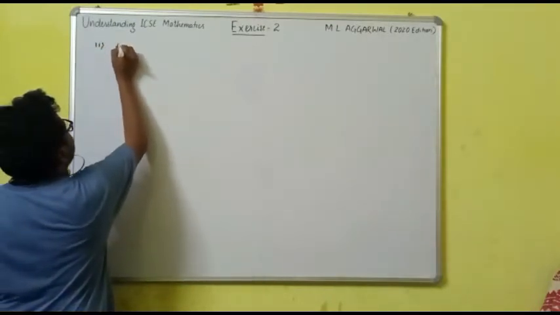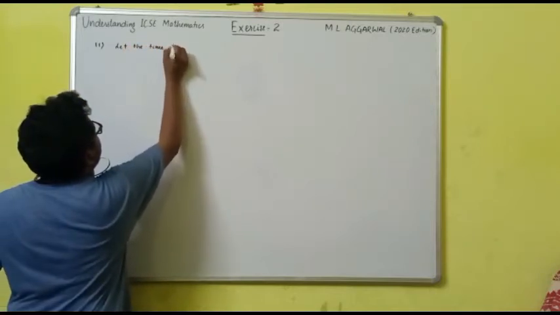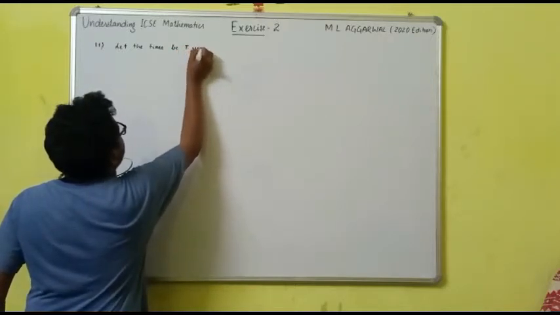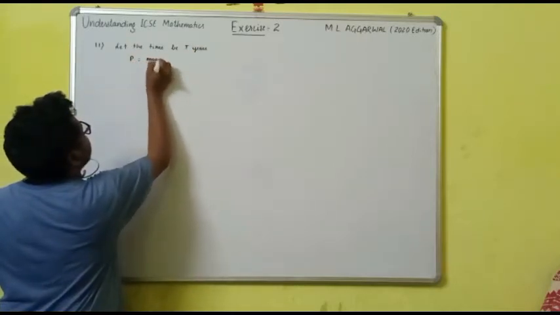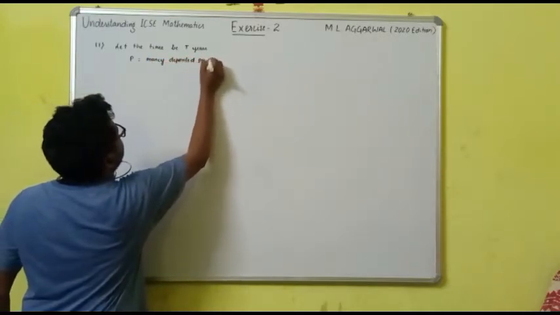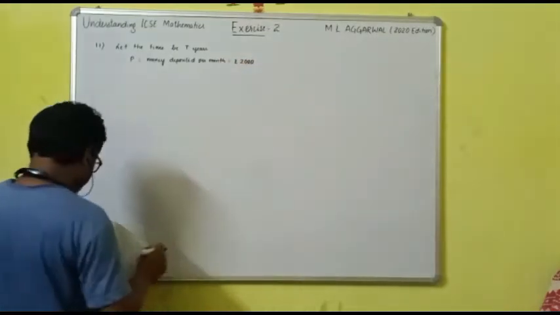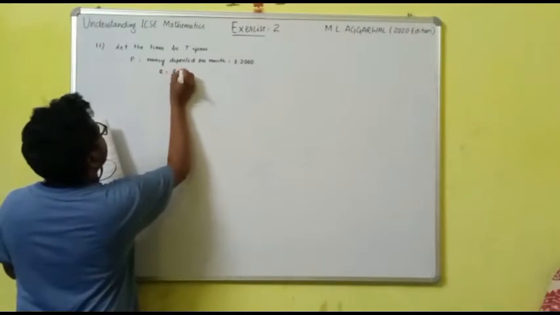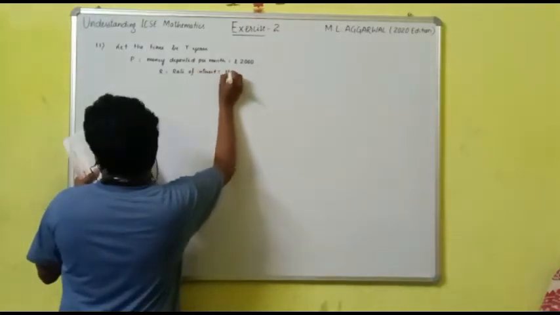So here, let the time be T years. Then P is equal to money deposited per month is equal to rupees 2000. R is equal to rate of interest is equal to 10%.